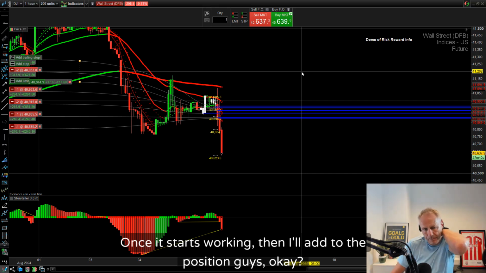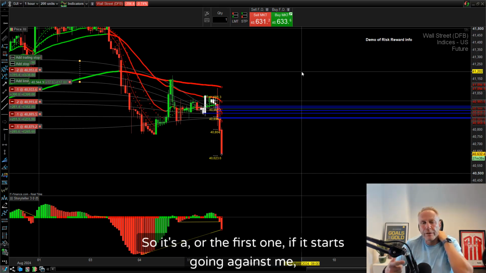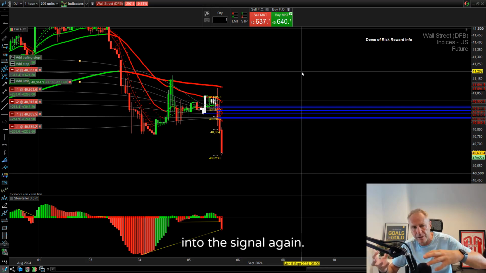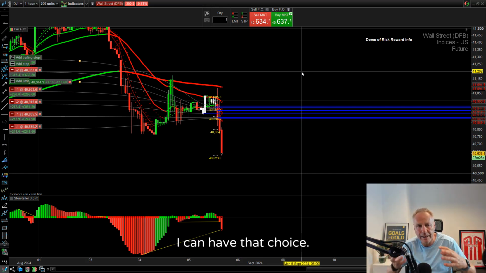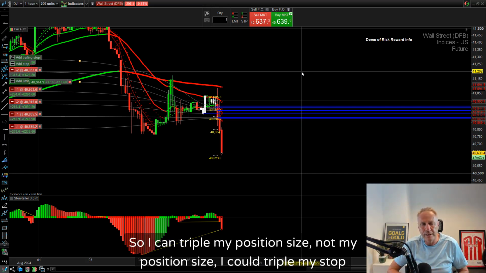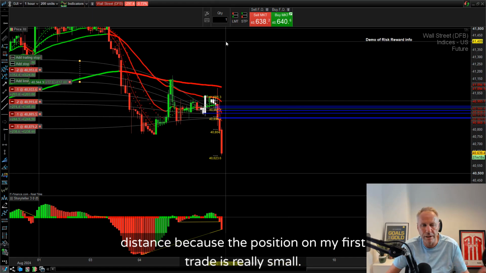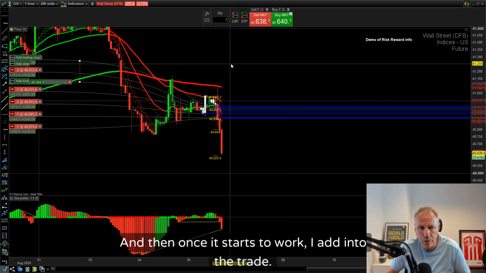If the first one starts going against me and I'm in it with a smaller position size, I can have a much wider stop and let it come back into the signal again. I can have that choice. I could triple my stop distance, because the position on my first trade is really small, and then once it starts to work, I add into the trade.